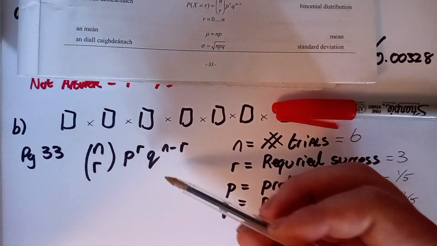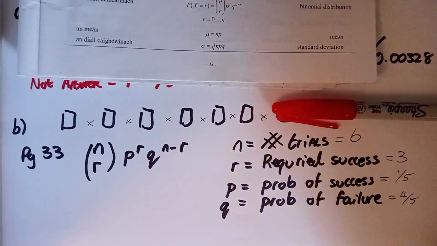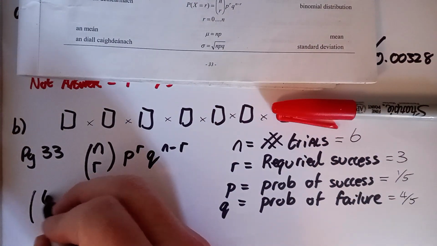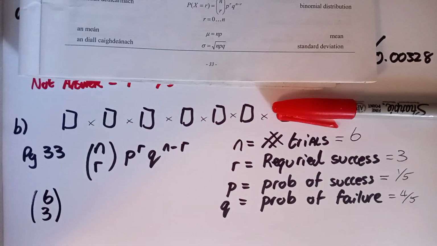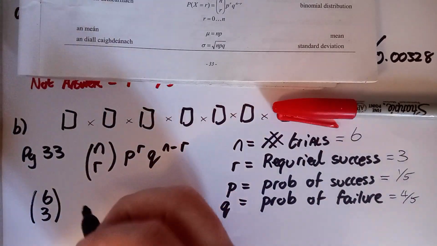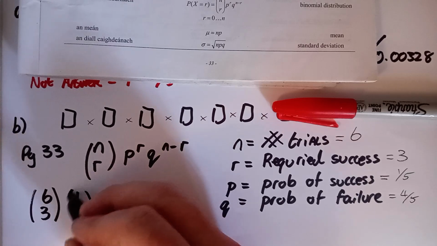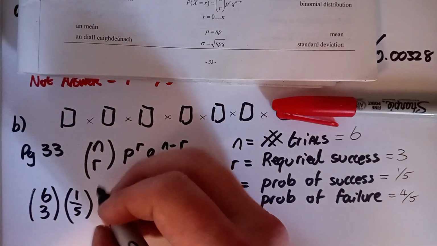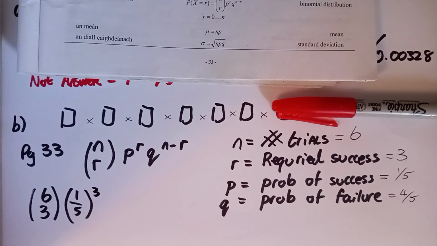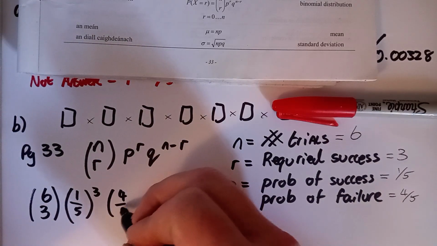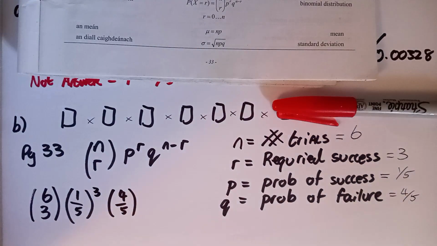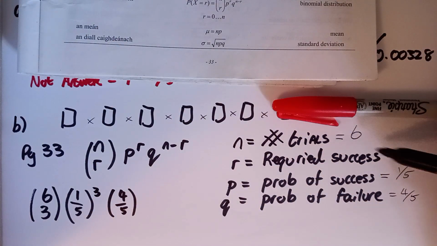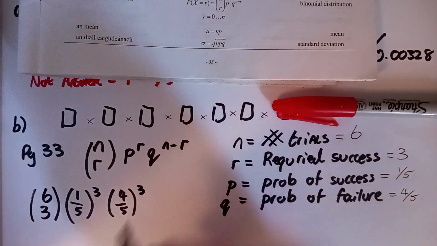Fitting this information quickly into the formula will look as follows. We'll have 6 choose 3 multiplied by the probability of success, which is a 1 in 5 chance, that's 0.2 if you want to put it as a decimal, to the power of 3. And then we're going to have the probability of failure, which is 4 over 5 from part 1 of the question, to the power of n minus r, which will be 6 take away 3 in our case, which also means the power of 3.